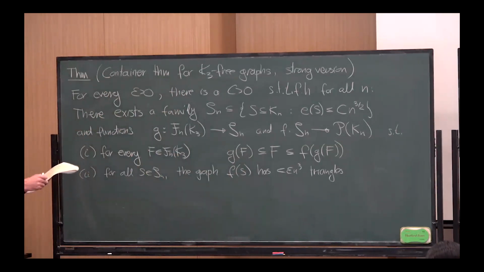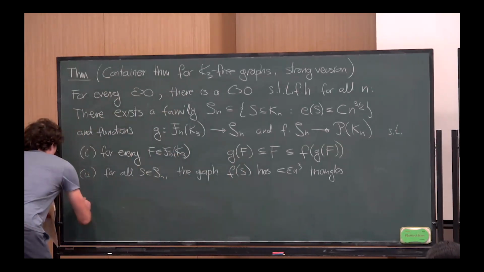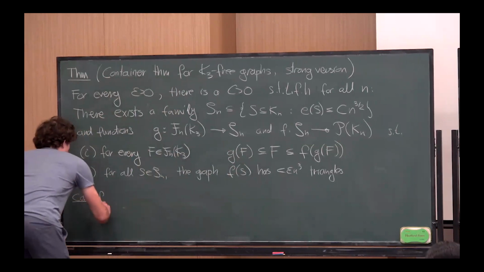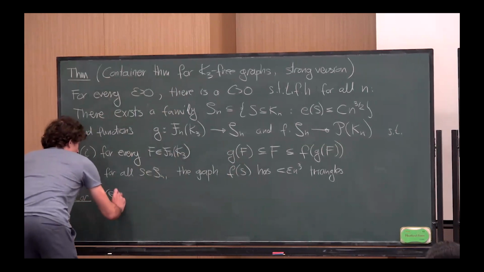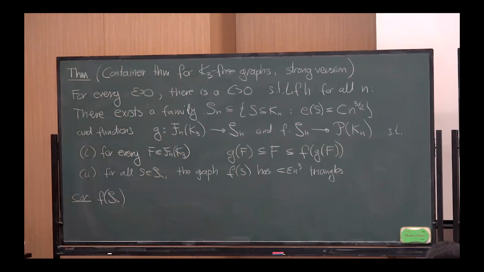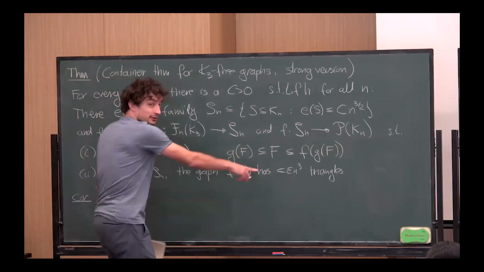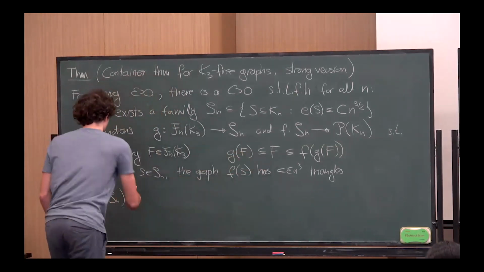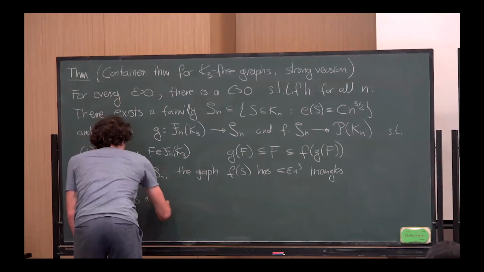So a comment, or a corollary: the images through f of all the graphs in S_n are graphs with few triangles. This is a weak container family.